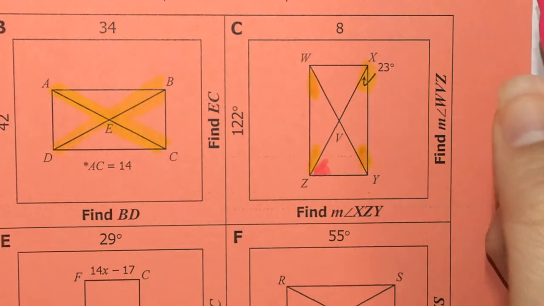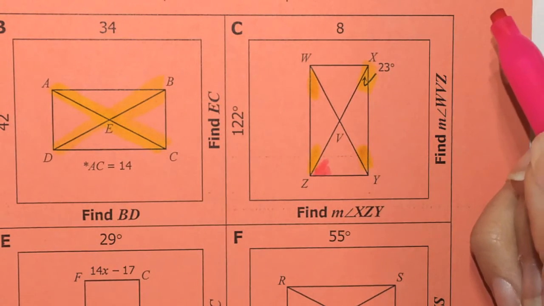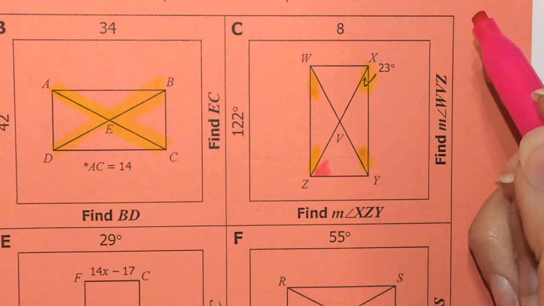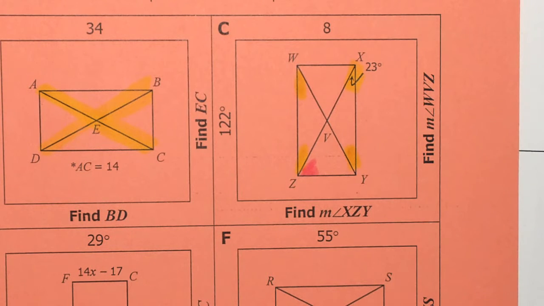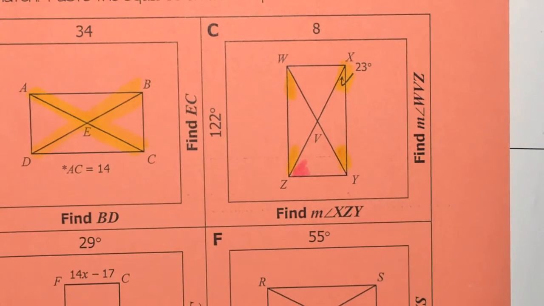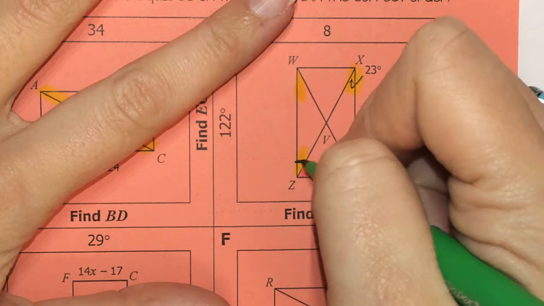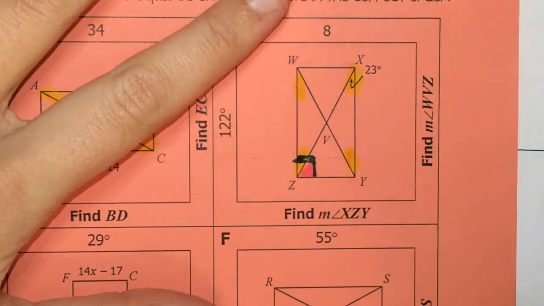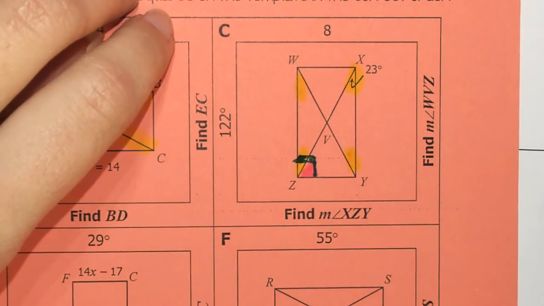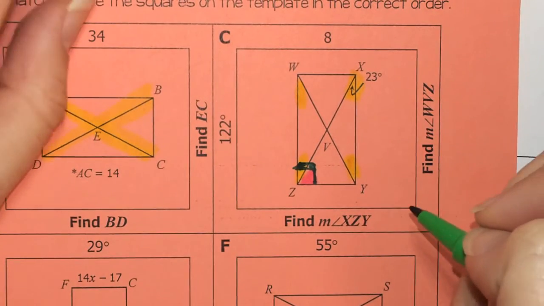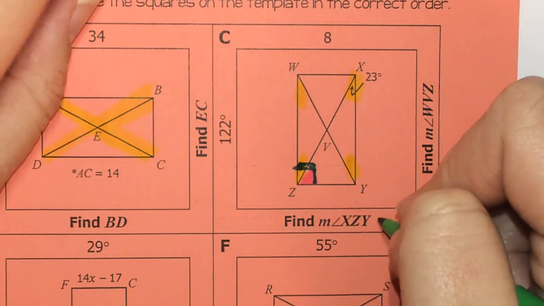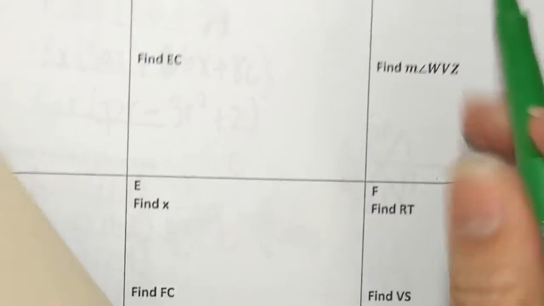How would we find that? Not you. Not this table. Not Grace. You wouldn't add it. Subtract from what? From 90, because what is this whole angle? Okay. So what? Yes, it's the right angle. So what would XZY be? 67. Yep. So what would you write right here?